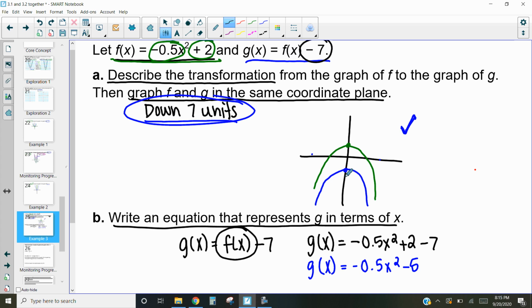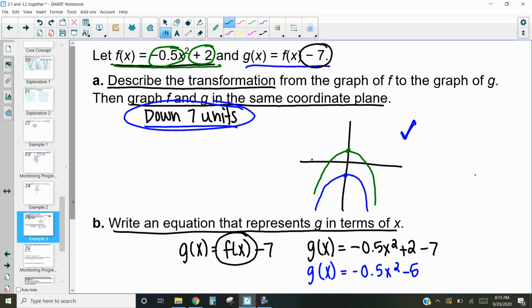So we can do this over and over again. But whenever we see a problem that says describe the transformation, what they're talking about is based on our original function. So if I had an x squared, and now all of a sudden I have an x squared plus 3, the transformation there is that it went up 3. If it's an x squared minus 6, the transformation is it went down 6. That's what's happening with those.